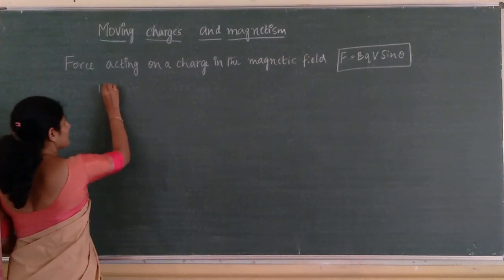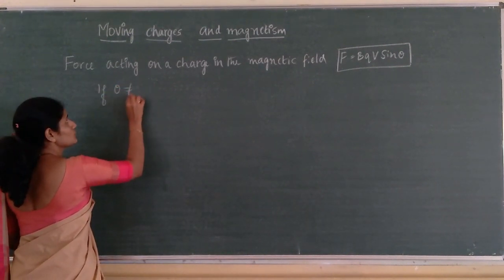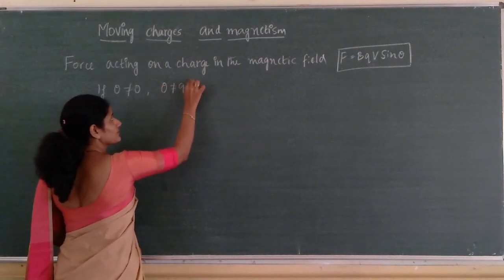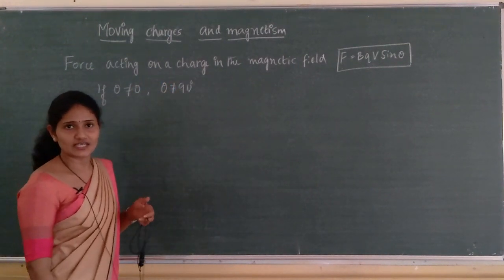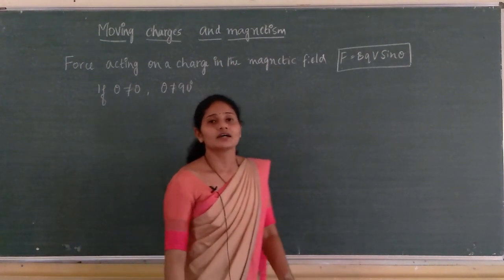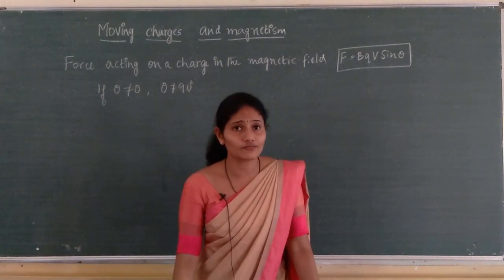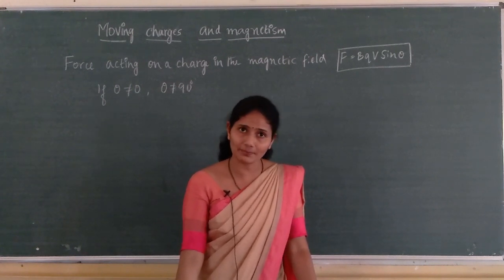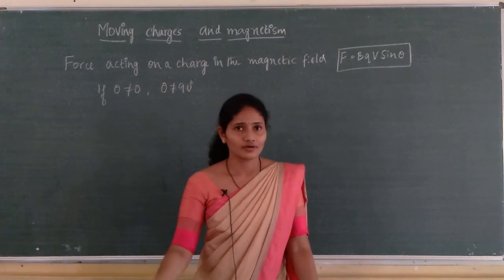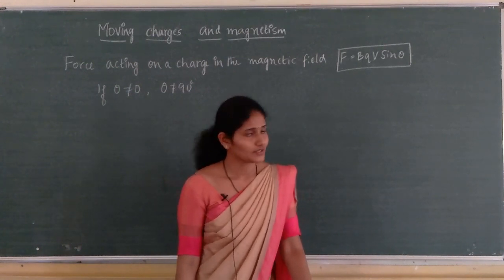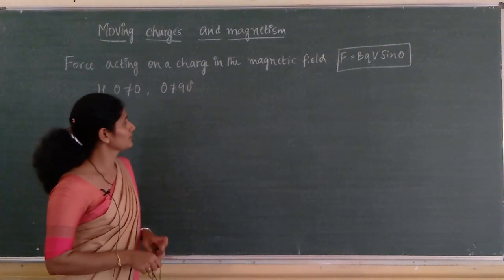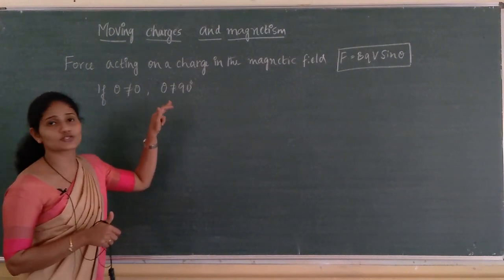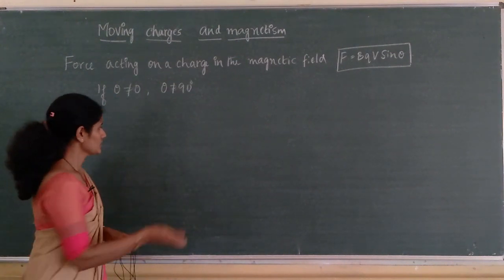If theta is not equal to 0 and theta is not equal to 90 degrees, then which path will the particle follow? Whether it follows a circular path or a straight line, that we have to find out. So here theta is not equal to 0, theta is not equal to 90 degrees.